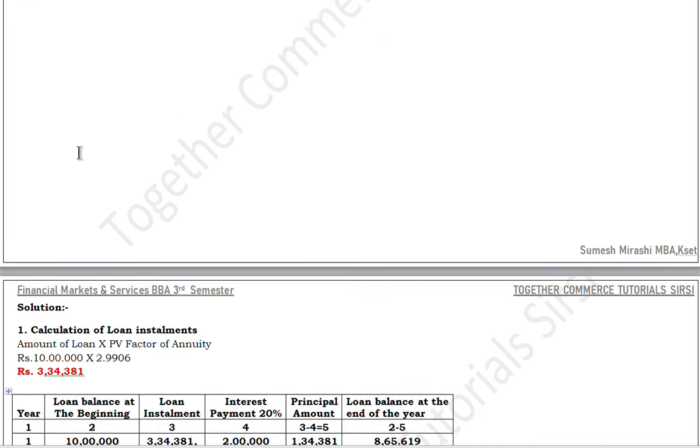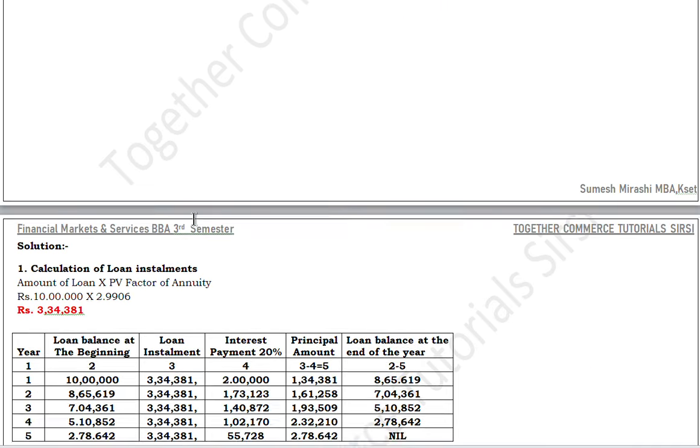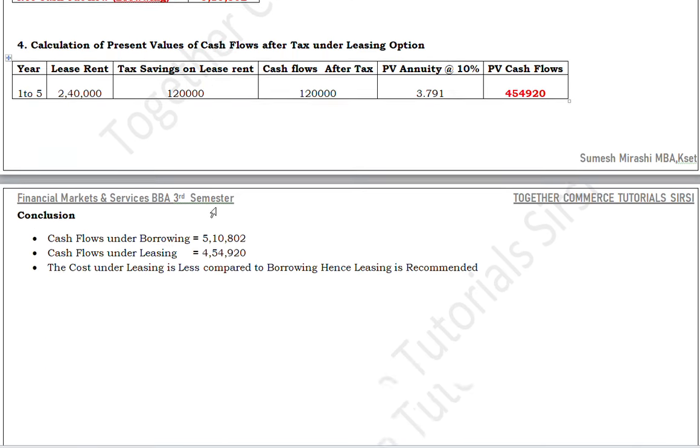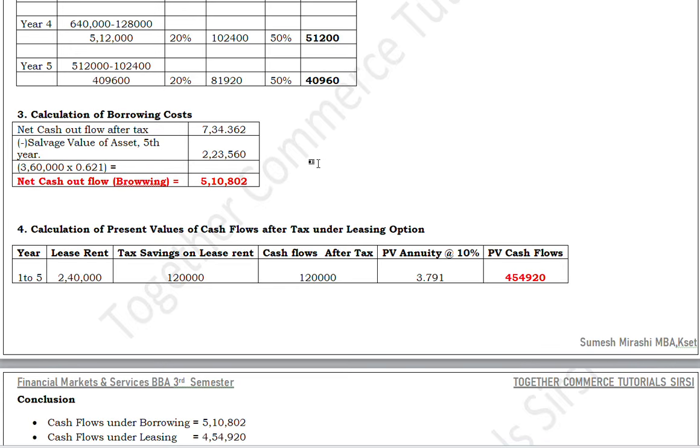If you see the question, I'll scroll it down. So here is the salvage value 3,60,000, and as it is for the fifth year, you should multiply with the fifth year's PV value 0.621. So that is what is done here. The salvage value 3,60,000 into 0.621. The answer is 2,23,560. Once you subtract these two numbers, you will get the final answer for borrowing. So if you opt for the borrowing method, then the cost he has to pay is 5,10,802. All these steps are only concerned with borrowing.